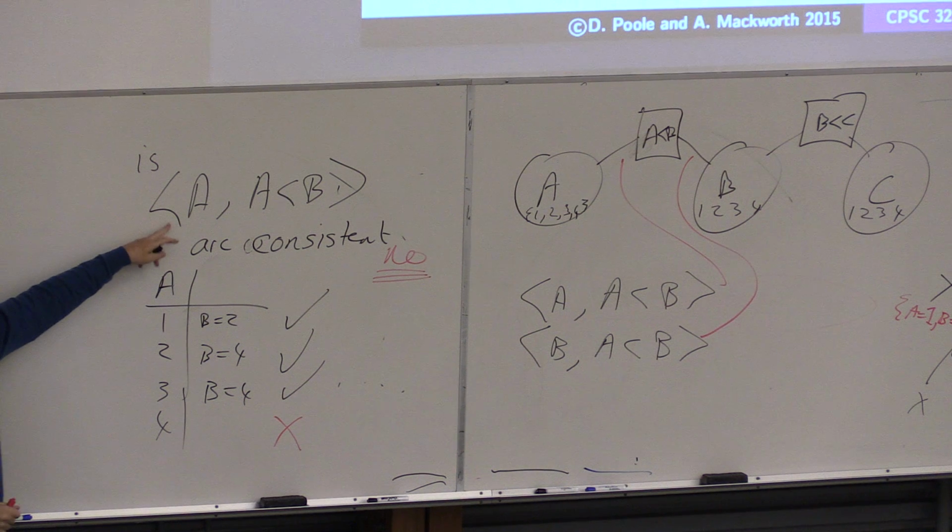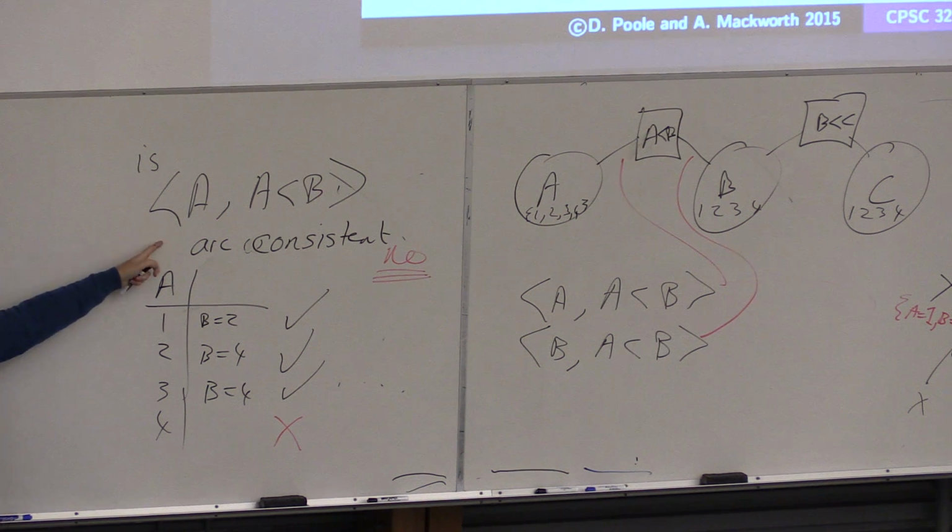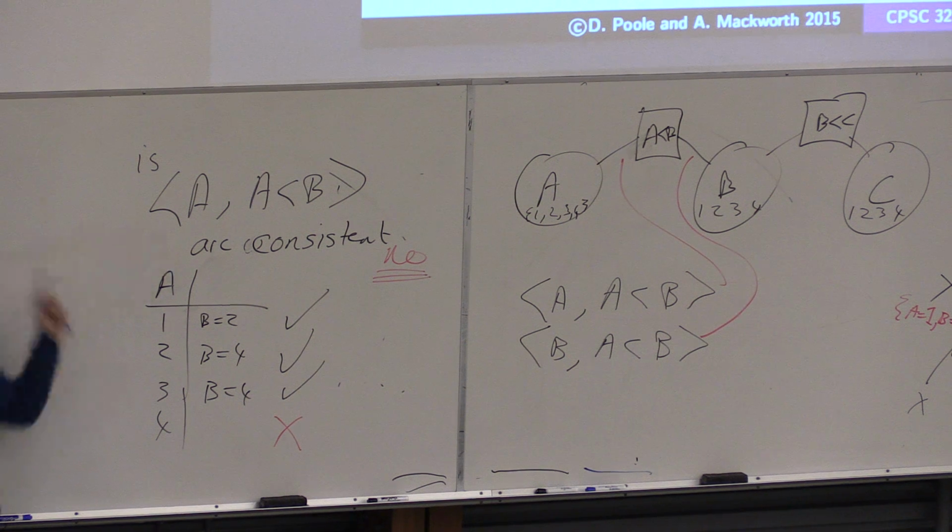So what are we going to do if it's not arc consistent? What can we do in this case?